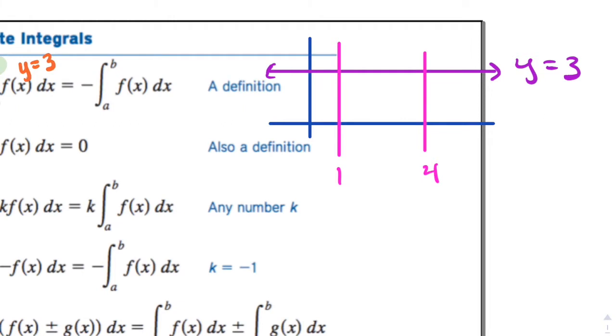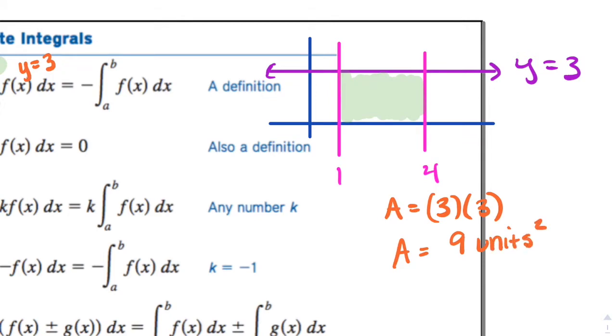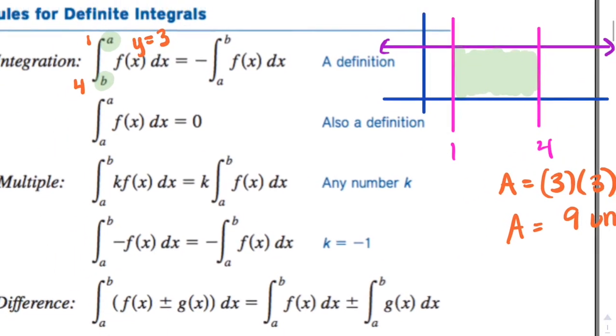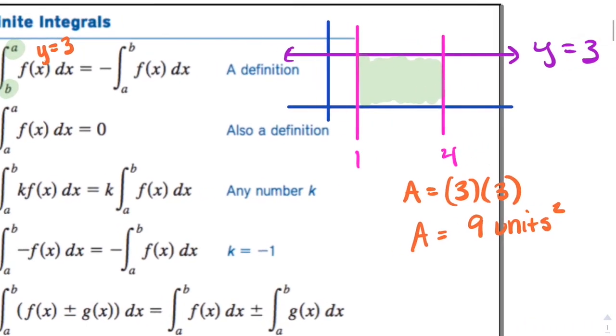You would see that we would be creating area from 1 to 4 under the curve and between the x-axis. You would say the area, in this case, is a width of 3 and a height of 3, not drawn to scale, so area is 9 units squared. The only issue is that that's going from 1 to 4 and not 4 to 1. If we go from 4 to 1, we're actually taking area away.